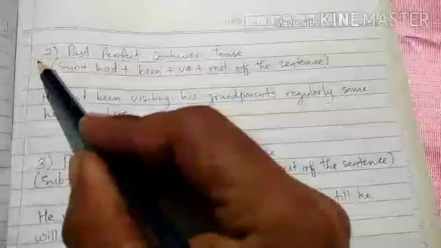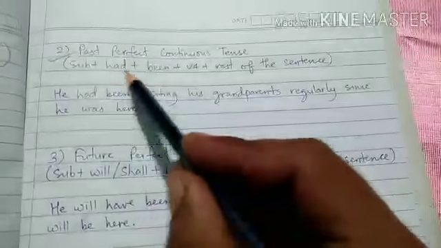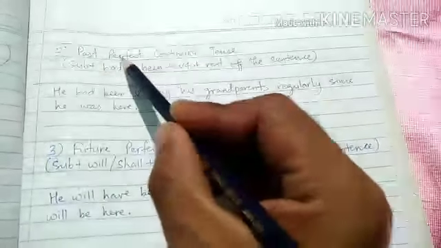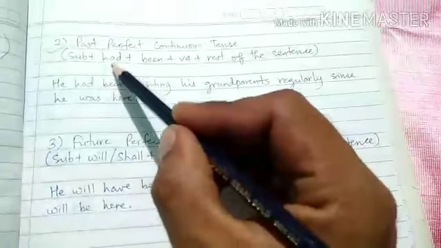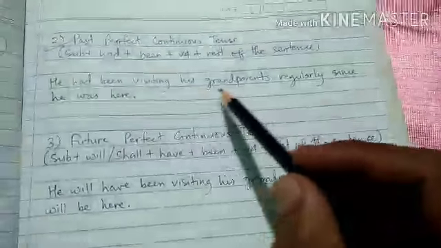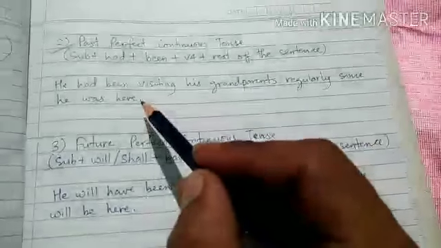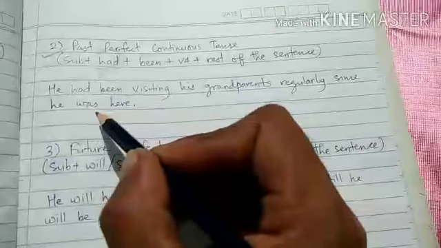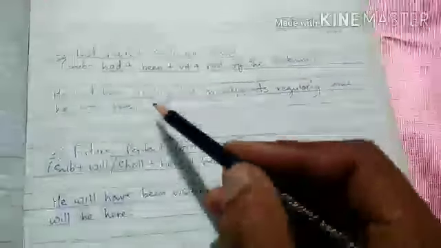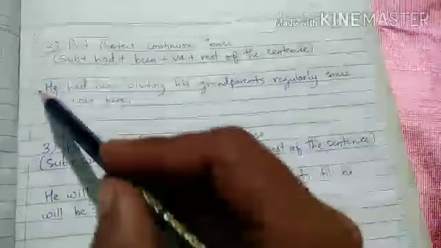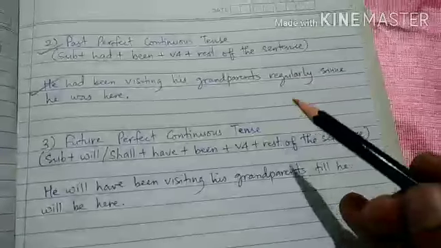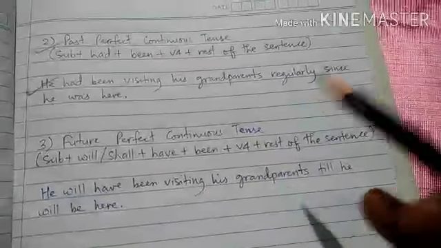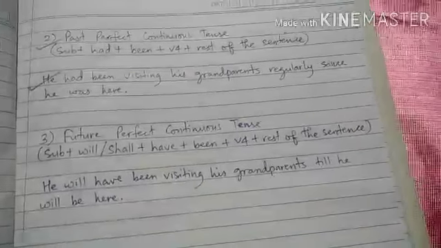Now see here, we will go with the past perfect continuous tense. Subject plus had plus been plus verb-ing plus rest of the sentence. So from the group of have verbs, we will use had in past perfect continuous tense whether the subject is singular or plural. Like, he had been visiting his grandparents regularly since he was here. Now this is in past perfect continuous tense. So this sentence is in affirmative form. I have made changes in the use of some words according to the requirement of the sentences. Understood?